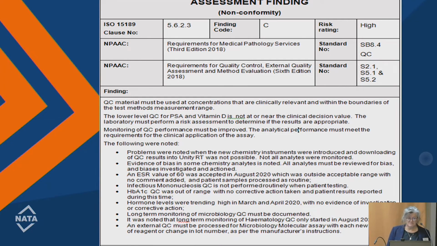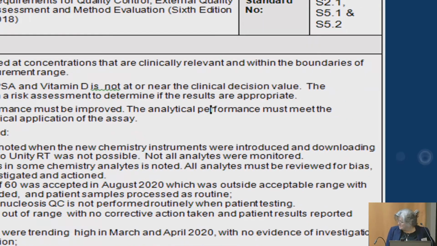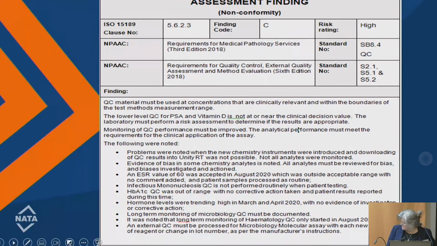Okay, and then the QC material. They were using QC material that wasn't at relevant concentration. So how would they know that the test's actually working? So it has to be clinically relevant and within the boundaries of the test measuring. So in this case, the lower level QC for PSA and vitamin D was not at or near clinical decision value. The lab must perform a risk assessment to determine if the results are appropriate. The monitoring of the QC performance has to be improved. So there's a complete list of samples there of what they actually found.